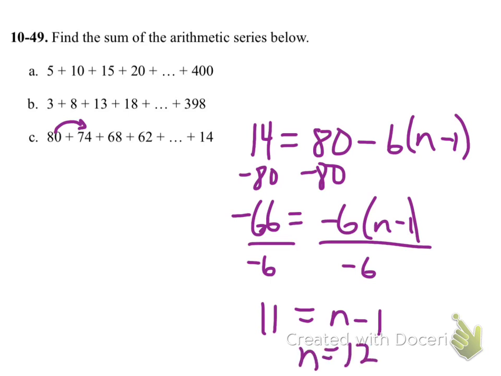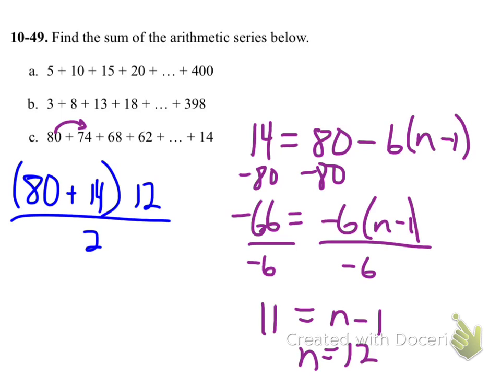There are 12 terms. So the sum, first plus last times number of terms divided by 2, is 564.